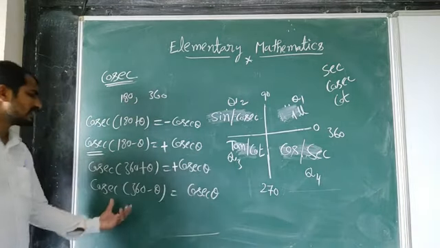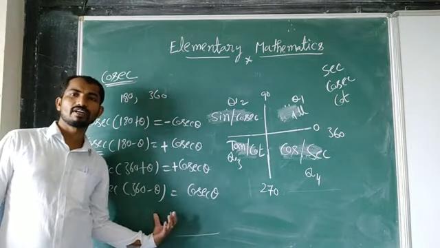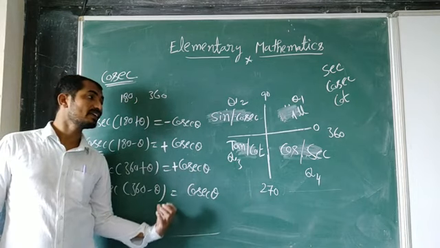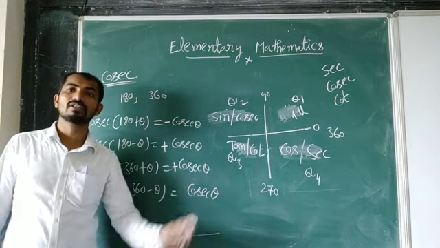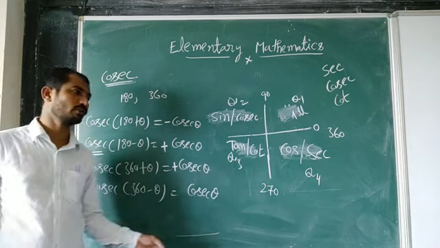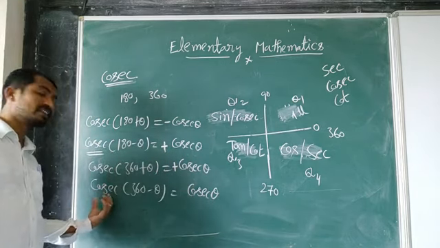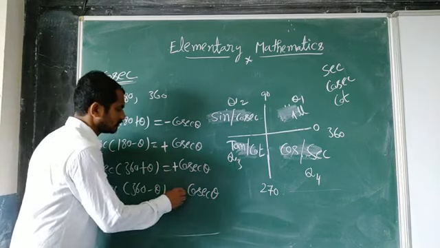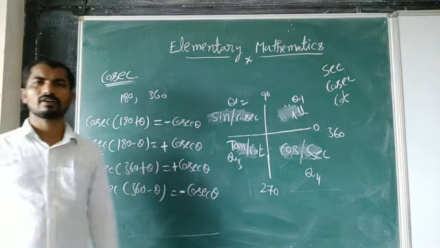Take next 360 minus theta. 360 minus theta, which quadrant? Fourth quadrant. What is the fourth quadrant? In the fourth quadrant only cos and its reciprocal sec are positive, remaining functions are negative. So the remaining functions means cosec is also negative, minus cosec. Okay, that's it. It is easy, not so difficult.